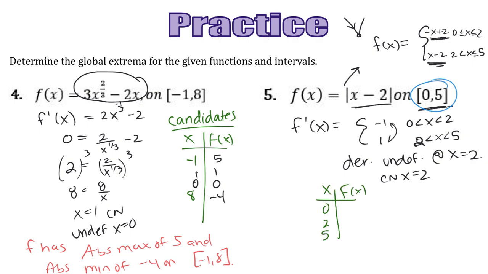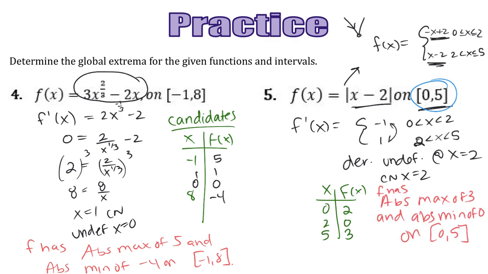And then we can plug those 3 values in. The absolute value of 0 minus 2 is 2. The absolute value of 2 minus 2 is 0. The absolute value of 5 minus 2 is 3. So our absolute max is 3 and our absolute min is 0 on the interval from 0 to 5. And there we have it.